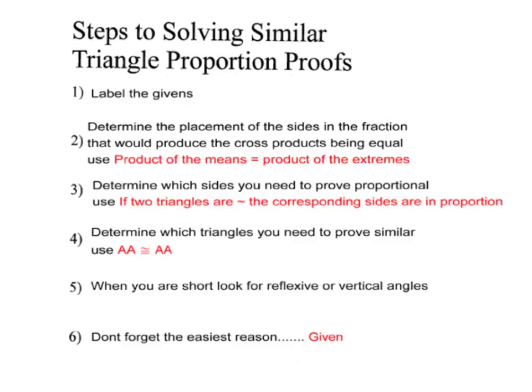Okay, so I think it's pretty clear that you're supposed to label the givens. This step number 2, we're going to put a little star next to that. We're going to go over that again at some point. But step number 3, determine which sides you need to prove proportional, and use, if two triangles are similar, the corresponding sides are in proportion. Determine which angles you need to prove similar. Use angle-angle, and then when you are short, look for reflexive or vertical angles. Don't forget the easiest reason, which is in fact given. So let's take a look at the next page, and I want you to label the givens, please.